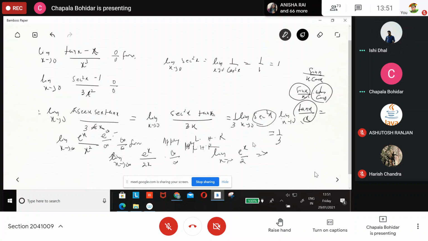Next step. After that, 1 by 3 limit x tends to 0, that is 1 by 3 limit x tends to 0, 1 by cos square x. What you are getting? Cos square 0 means 1 by 1. We're getting 1 by 1. I say that you are getting this is 1 and you are getting this is 1. So what is the answer? 1 by 3.